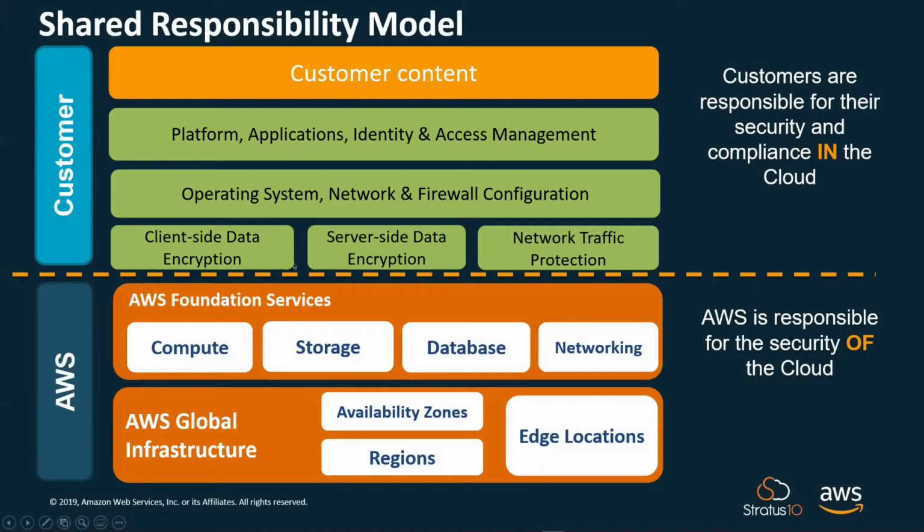Security around your data: AWS gives you the ability to encrypt the data at rest, and you decide whether to do that or not. So it's client-side data encryption and server-side data encryption. And also protection of your network traffic, those NACL rules, right? How do you protect your traffic using those security rules or security groups? All of that is your responsibility as a customer of AWS.